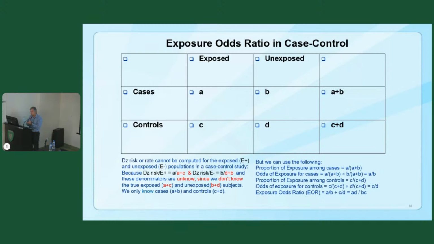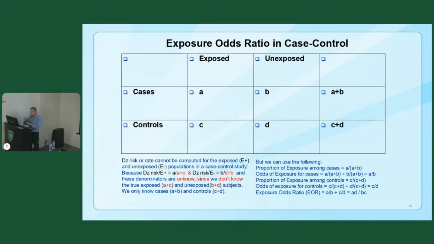What's the odds of exposure among the cases? It's A over A plus B divided by B divided by A plus B. The A plus B cancel out, becomes A over B. And the odds of exposure among the control group is C divided by C plus D divided by D divided by C plus D. You end up with C over D.